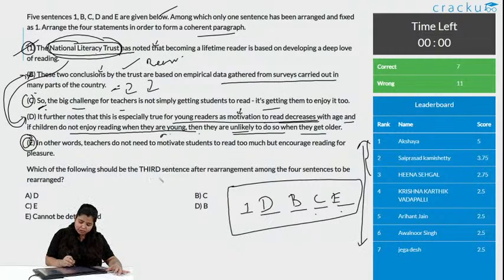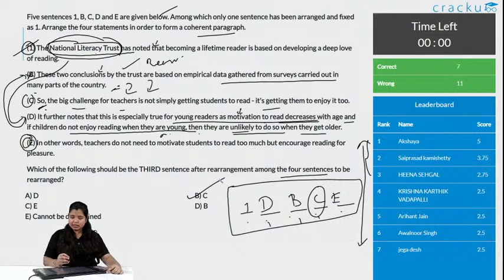Which of the following should be the third sentence after rearrangement among the four sentences to be rearranged? So, third means first, second, third. No, it is saying among the four statements. So, it is first, second, third. C. Where is C? C is in option B. Option B is the correct answer. And 7 people got this correct and 11 wrong. Let us see the next question.